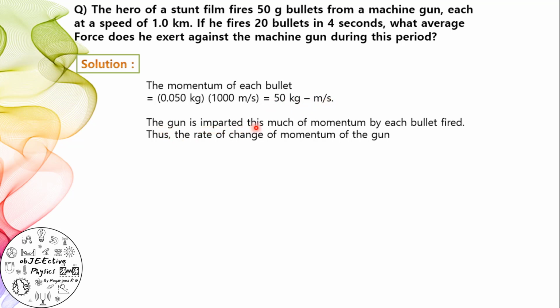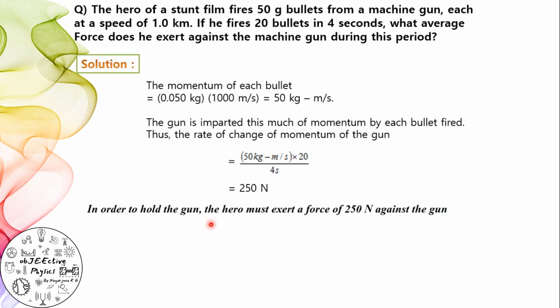The gun is imparted this much momentum by each bullet fired. Thus, the rate of change of momentum of the gun is 50 kg meter per second into 20 bullets divided by the time, 4 seconds, that is given in the question. So we will get the rate of change of momentum of the gun as 250 newtons. In order to hold the gun, the hero must exert a force of 250 newtons against the gun.